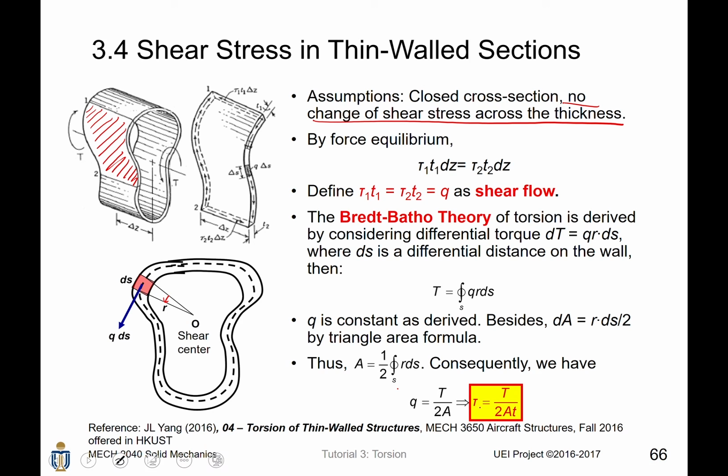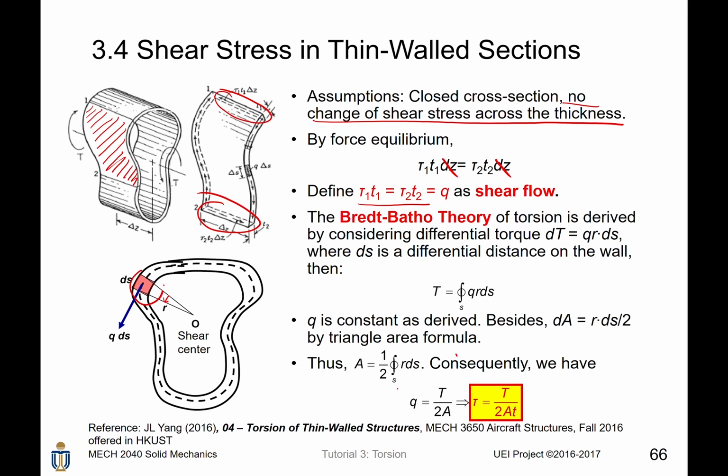Then, by considering those two forces, we know that tau1 T1 dz equals tau2 T2 dz. By cancelling the dz out, we have tau1 T1 equals tau2 T2 equals Q. It is an important quantity in solid mechanics called the shear flow. The theory is derived by considering the differential torque dT equals Q r ds.